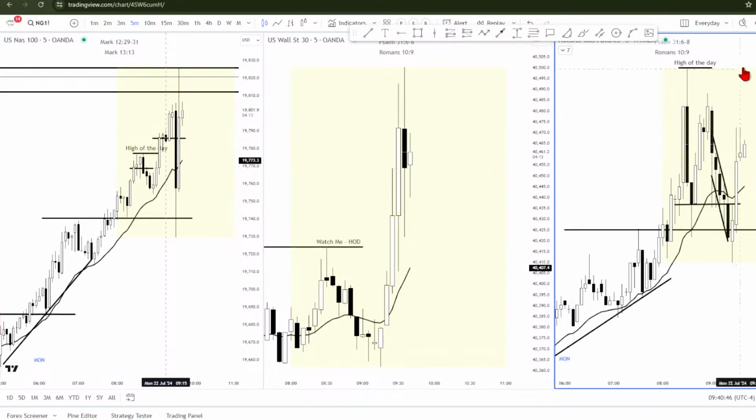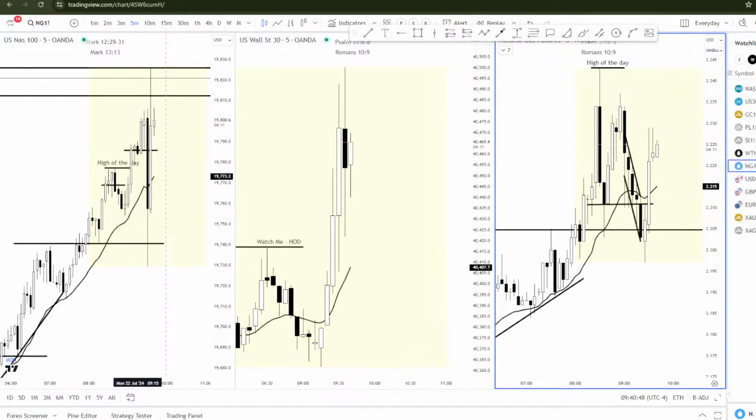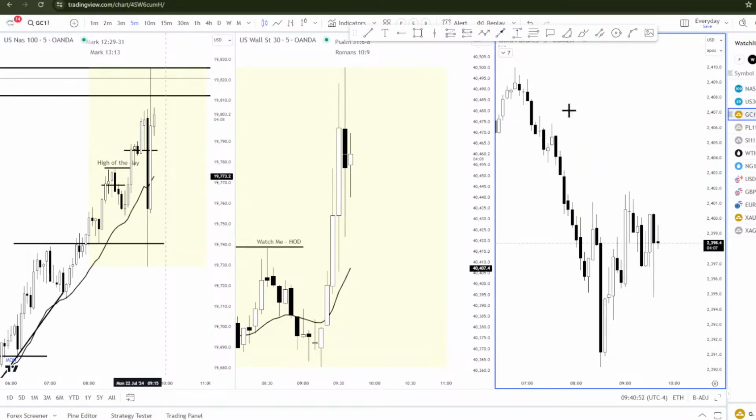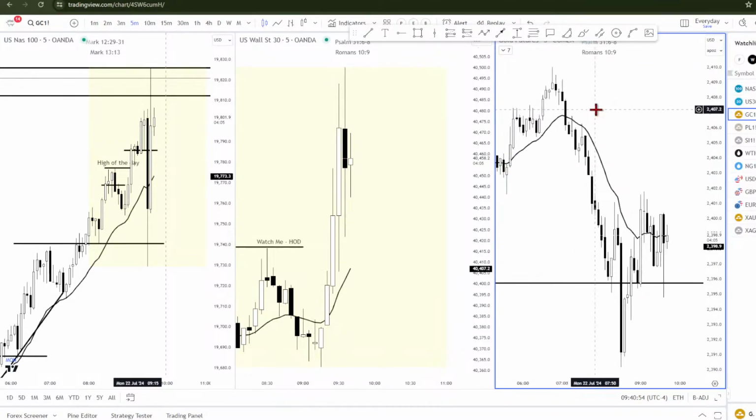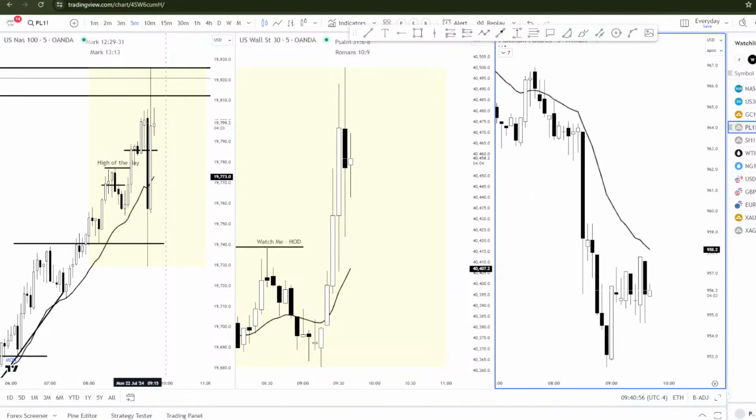I'm going to make rounds. Go take a look at... I stopped watching gold. What is gold doing? Oh, no thank you. Platinum. Ooh, no thanks. We're 5 minutes, 10 minutes into the New York Open.